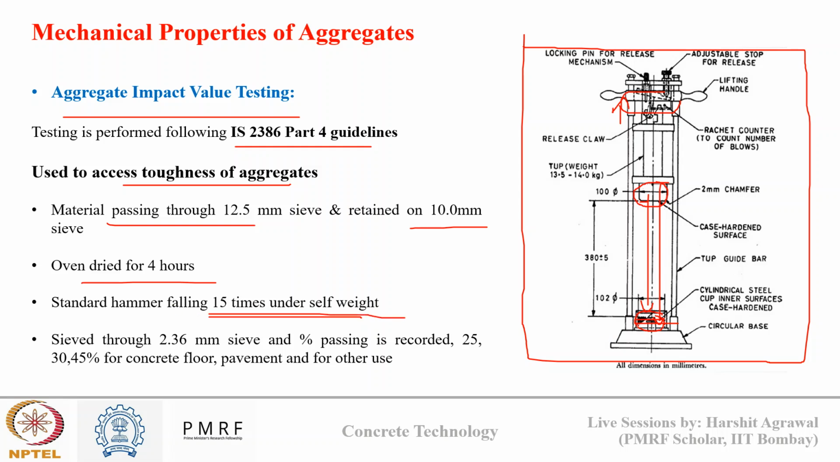After 15 times, some of the aggregate will be crushed, and some will remain as it is. I will determine the percentage passing through the 2.75 mm sieve, and those values should be in the range 25, 30 and 45% for concrete used for flooring, pavement and for other uses. As per the percentage passing that I record, I can characterize my aggregate and where it can be used.